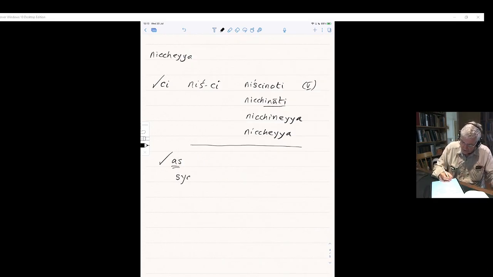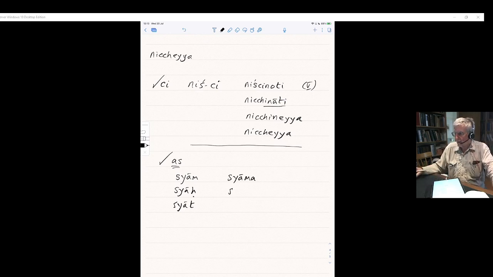I'm giving you this in Sanskrit now. Syam, syah, syat. Syama, sorry, syata, and then just syu. This is all in Sanskrit.